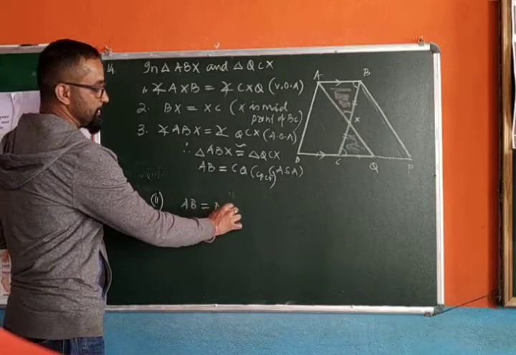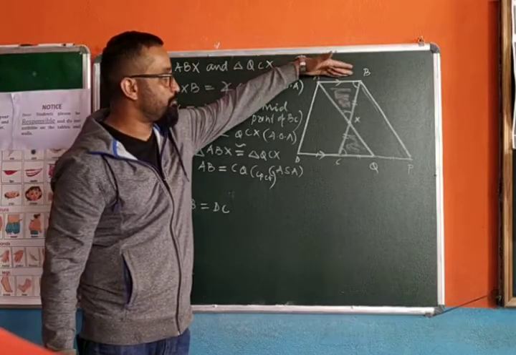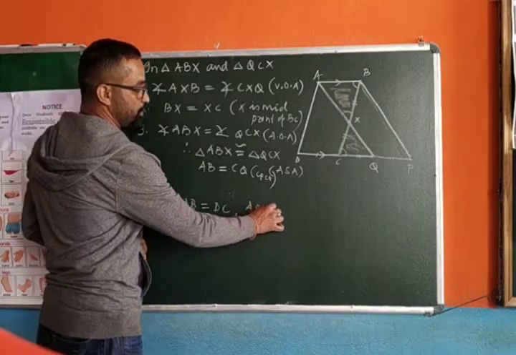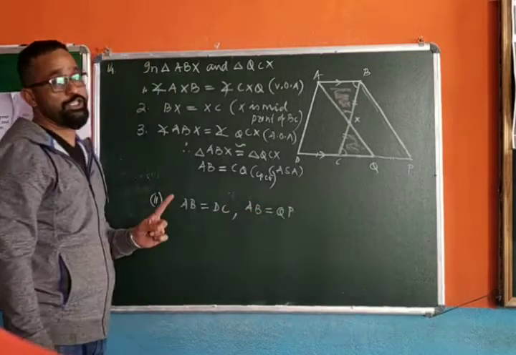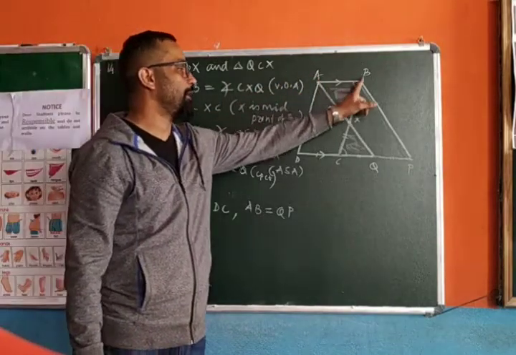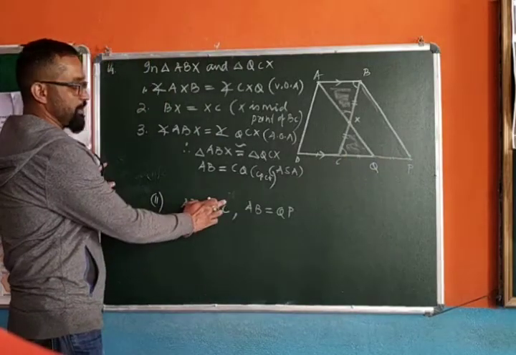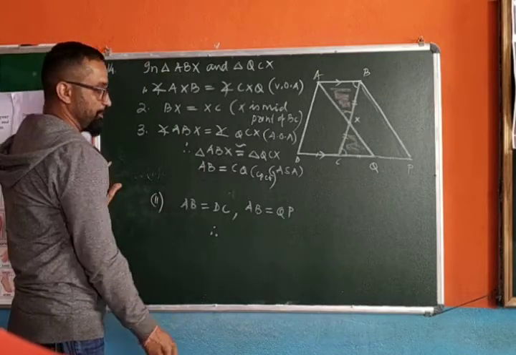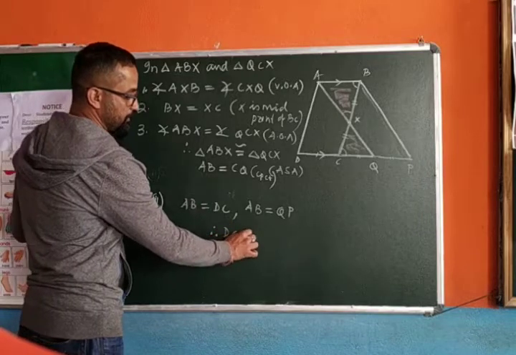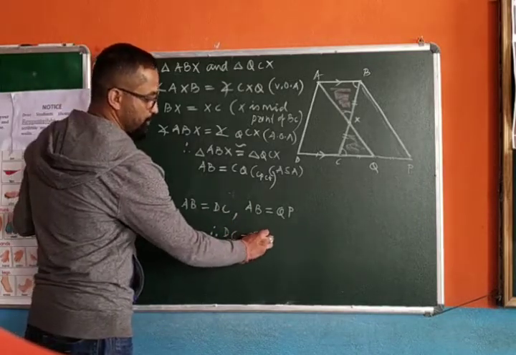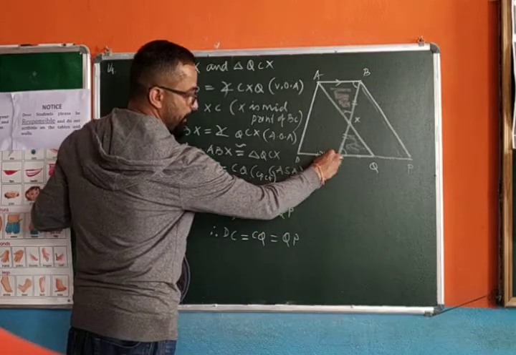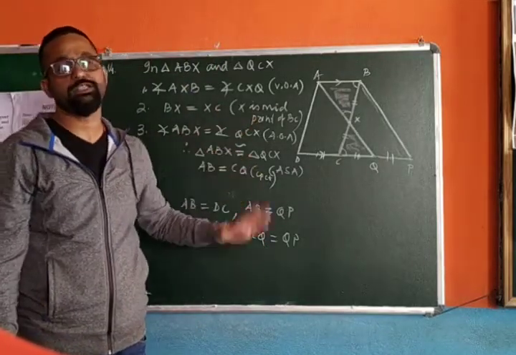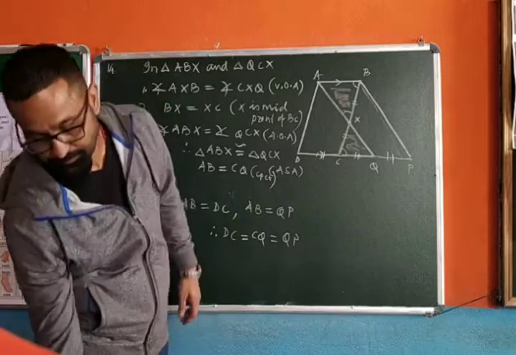AB is equal to DC. Why are they equal? Because they are opposite sides of parallelogram ABCD. Similarly, we can write AB is equal to QP, opposite sides of parallelogram ABPQ. Since AB is equal to DC and AB is equal to QP, we substitute here. Instead of AB, we write DC equal to CQ equal to QP. All these sides will be equal. So this is very simple to prove. First you take congruency and then prove they are equal.